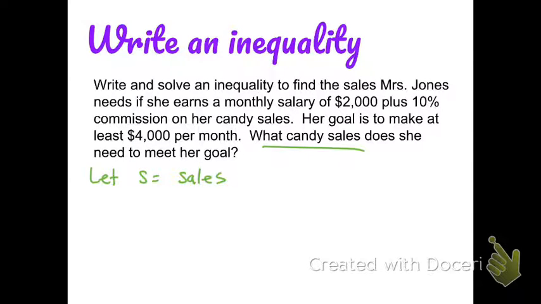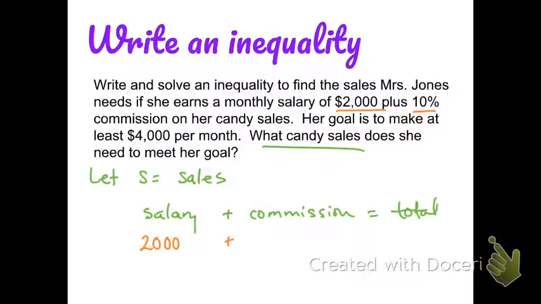Then let's think about Mrs. Jones. So she earns a salary, and then she also gets commission. And that is how she gets her total pay. So let's start substituting in some numbers. Her salary is $2,000, and her commission is 10% of her sales.